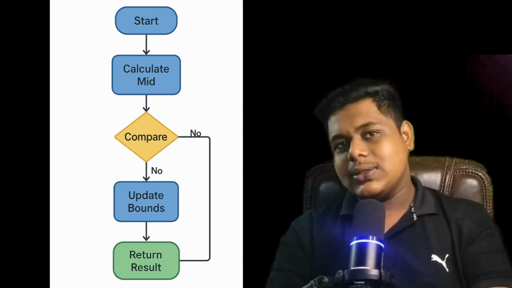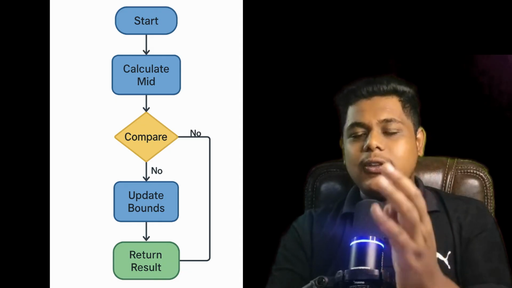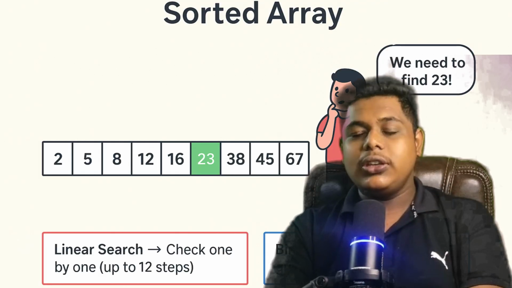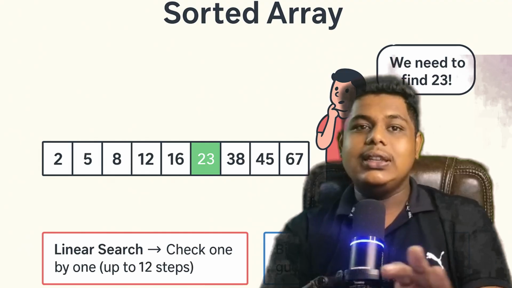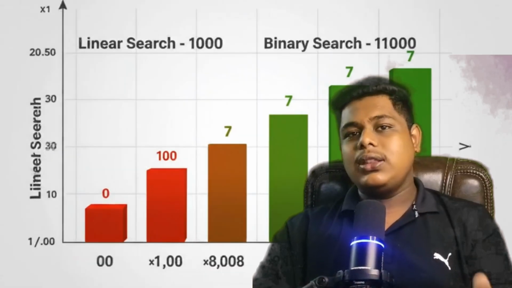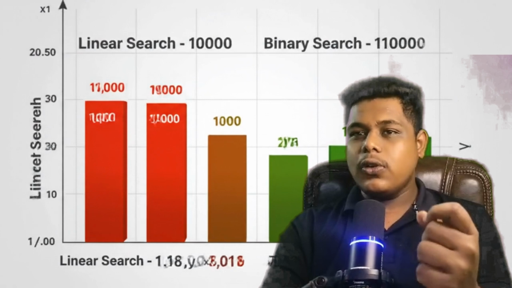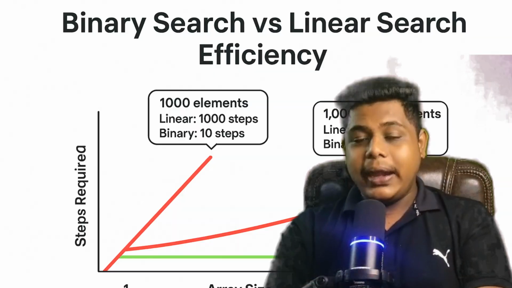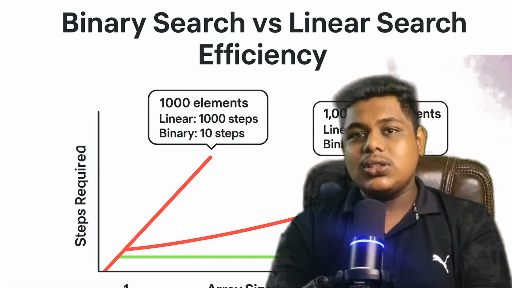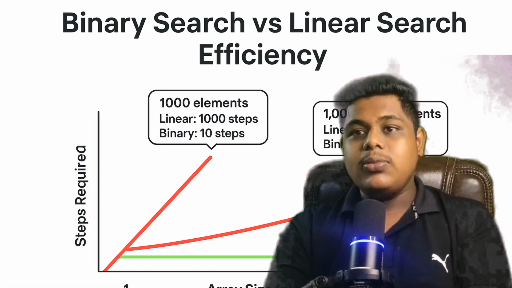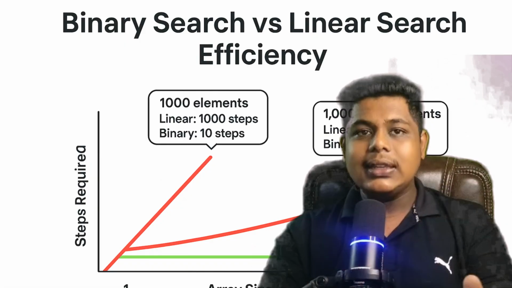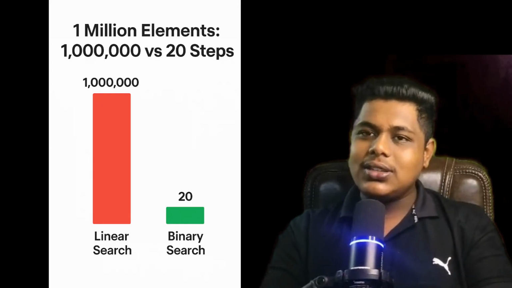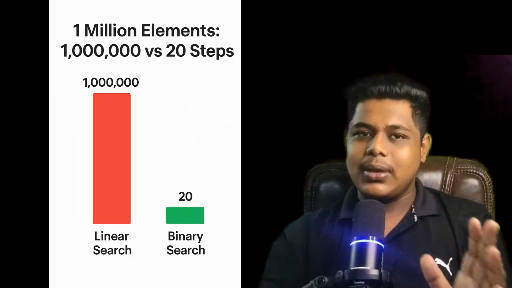Look at how fast this is. In just 3 steps we found our number 23. Compare that to potentially 12 steps taken with a linear search. This is where binary search becomes amazing. For an array consisting of 1,000 elements, linear search might take 1,000 steps, but binary search will find any element in at most 10 steps. For a million elements, linear search takes up to 1 million steps, but binary search just 20 steps maximum.